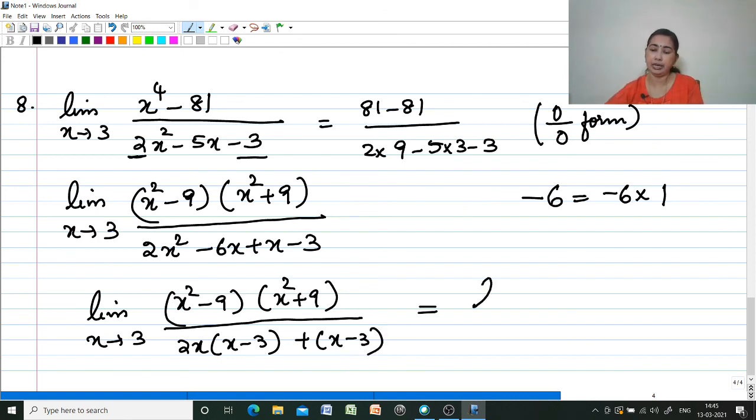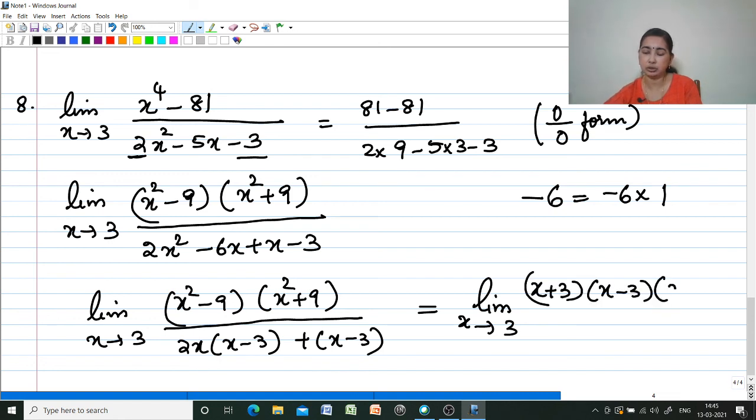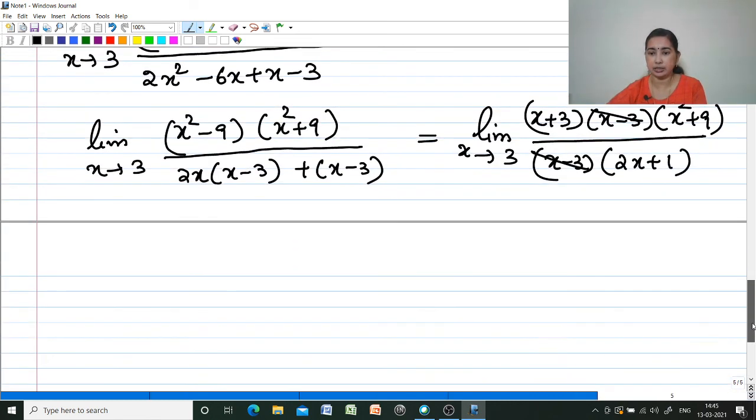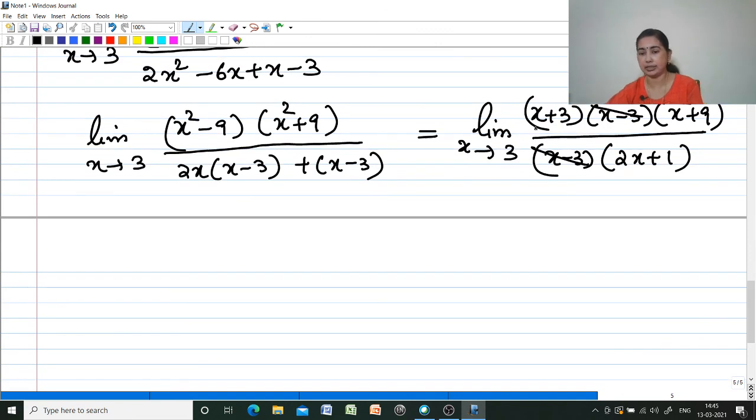Again, the numerator can be factorized. Limit x tends to 3, x² minus 9 can be written as (x + 3) into (x - 3), into the last term (x² + 9), divided by (x - 3) is common, remaining (2x + 1). x minus 3 can be cancelled. Now we can apply the result, give the value for x, that is x is tending to 3. So what happens to the limit?